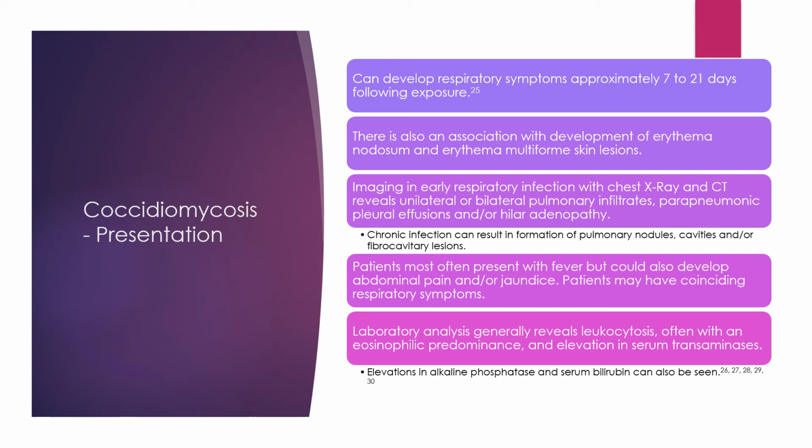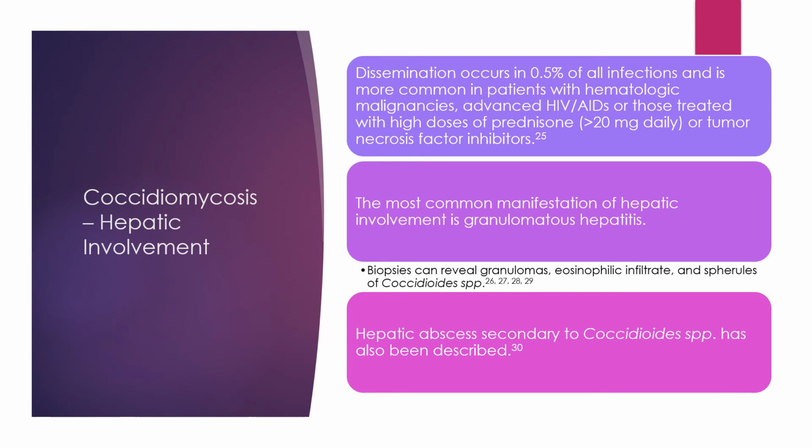And with respect to the LFT abnormalities, elevations in alk phos and bilirubin can be suggestive or typical. Likewise, coccidiomycosis doesn't necessarily have a predilection for the liver, but it involves the liver in the setting of disseminated disease. It occurs in about 0.5% of all infections, and likewise is more common in those with hematologic malignancies, HIV/AIDS, those on TNF inhibitors, or on high dose prednisone greater than 20 milligrams. And the most common manifestation when you do have hepatic involvement is granulomatous hepatitis.